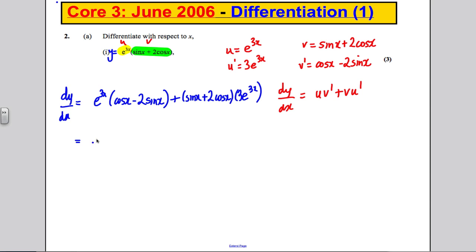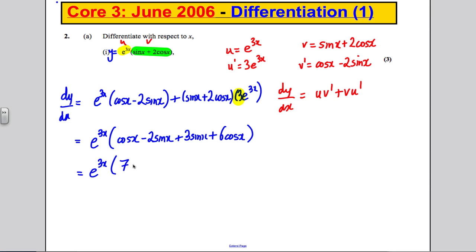Let's factorise out an e to the 3x. We'd be left with here cos of x subtract 2 sine of x. What would we be left with here? Just be careful here. Do remember you've got a 3 as a factor in there. So you would have a plus 3 sine x, and you would have a plus 6 cos x. And now you can really tidy that up. E to the 3x, cos x plus 6 cos x is 7 cos x. And negative 2 sine x plus 3 sine x is just a plus a single sine x. So your dy by dx is e to the 3x, 7 cos x plus sine x.